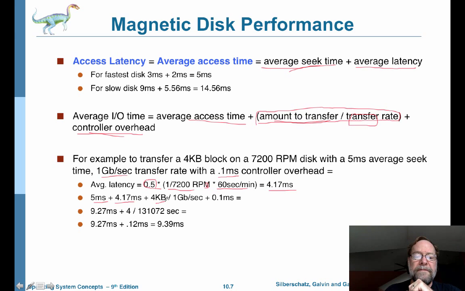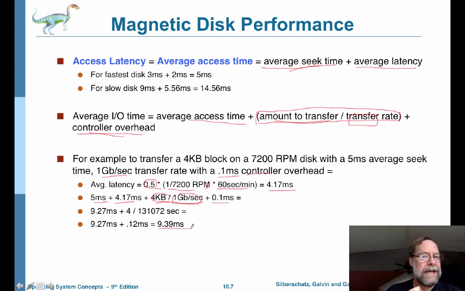So 4 kilobytes. Here's our 4 kilobyte block, divided by our transfer rate, 1 gigabit per second. And then we add our little overhead here for our controller. And so that gives us this calculation down here, resulting in an overall time of about, on average, 9.39 milliseconds to transfer a 4 kilobyte block from the hard drive onto our machine.